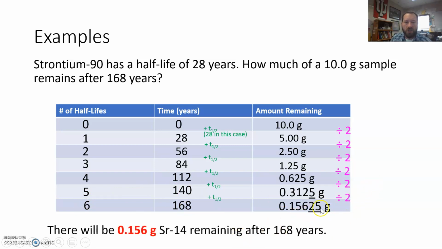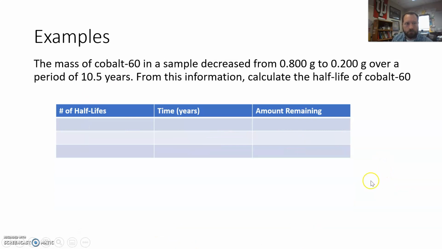Now we can answer our question. Again, I don't want to put the extra digits into my answer, so I look at what I have not underlined. 0.156 grams of strontium-14 will remain after 168 years. And that's definitely a typo. Should be strontium-90. Taking a look at another example here.